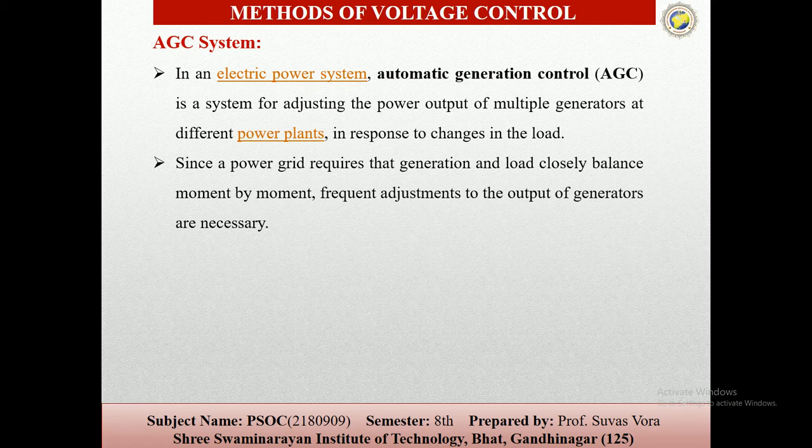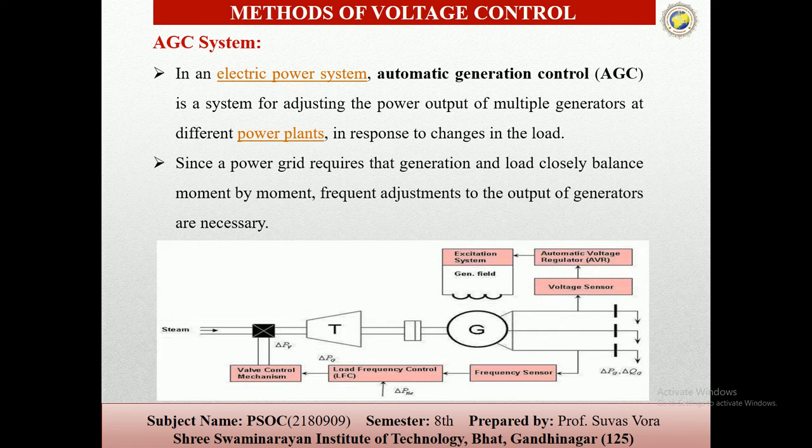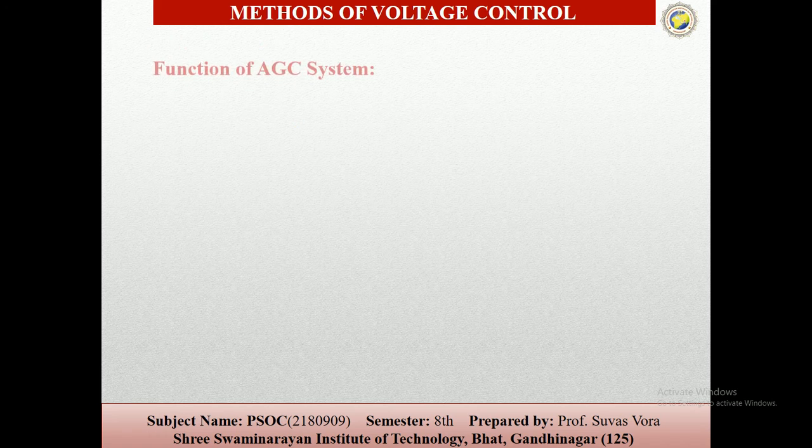Since the power grid requires that generation and load closely balance moment by moment, frequent adjustment to the output of the generators is necessary. So we know that here there are sensors, and according to how the voltage, that is the load, changes here and here, we control the motor from the excitation system. So all these systems are called the automatic generation control system.